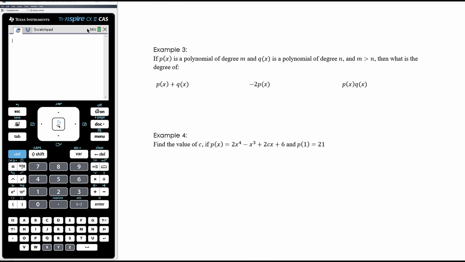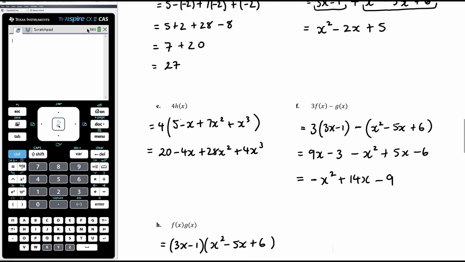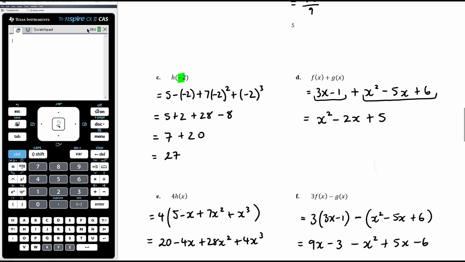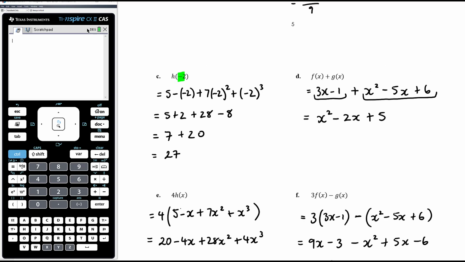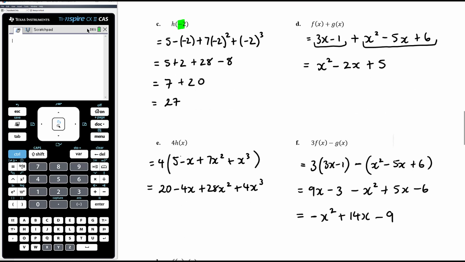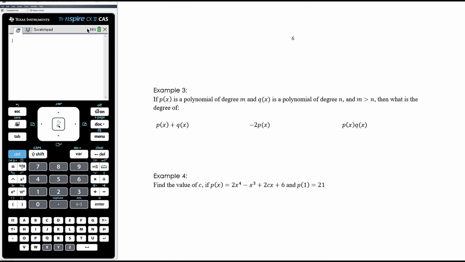Okay, so following on from that, example 3 is trying to generalize some of the things we looked at in the last example. If p of x is a polynomial of degree m, and q of x is a polynomial of degree n, and m is bigger than n, so that means p is a higher degree polynomial than q, then what is the degree of p plus q, so if we were to add together these two polynomials. So we saw when we added together two polynomials up here in D and F, add or subtract, we don't change the degree. The resulting answer is obviously just going to still have the highest degree that we started with. So here p is the higher degree polynomial, it has degree m, and so p of x plus q of x will be degree m.